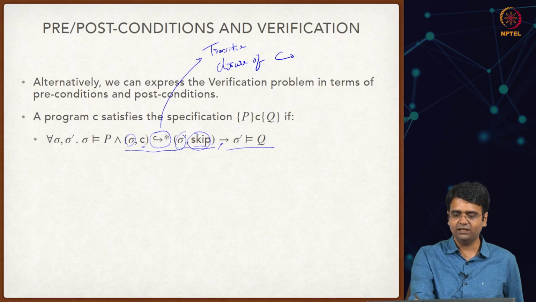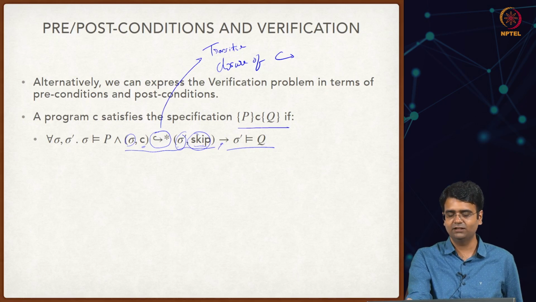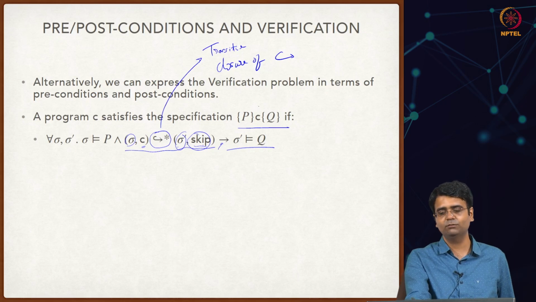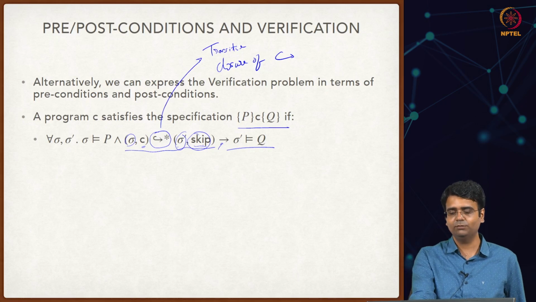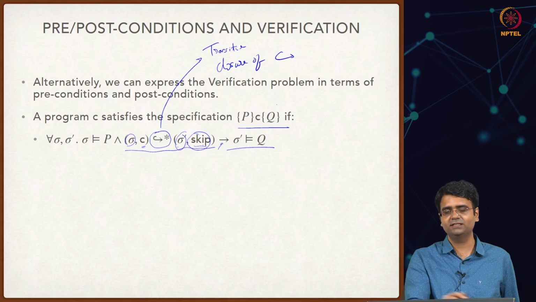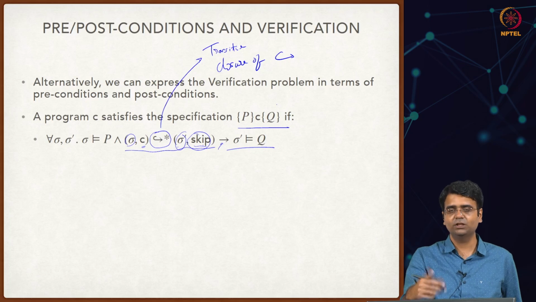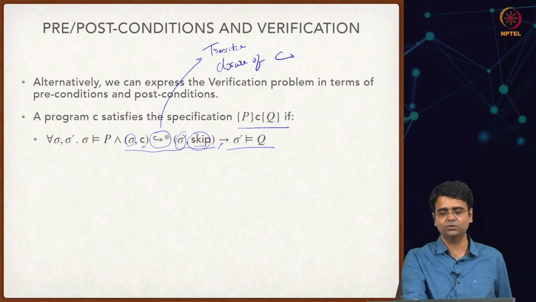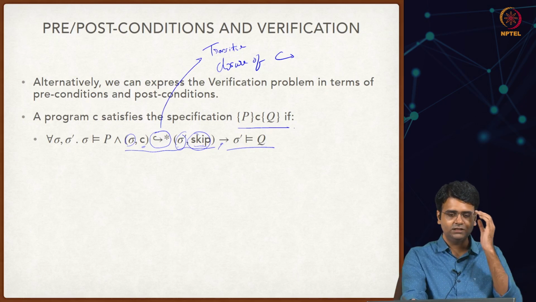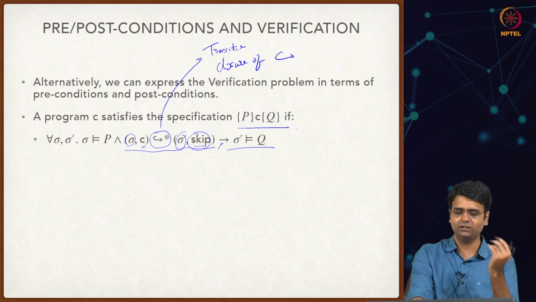In other words, what it is saying is that if you consider any execution of the program starting in a program state which satisfies P, and if the program terminates, if it executes completely, then it should terminate in a program state which satisfies the condition Q. If that is the case, then we say that the program satisfies the specification PCQ.